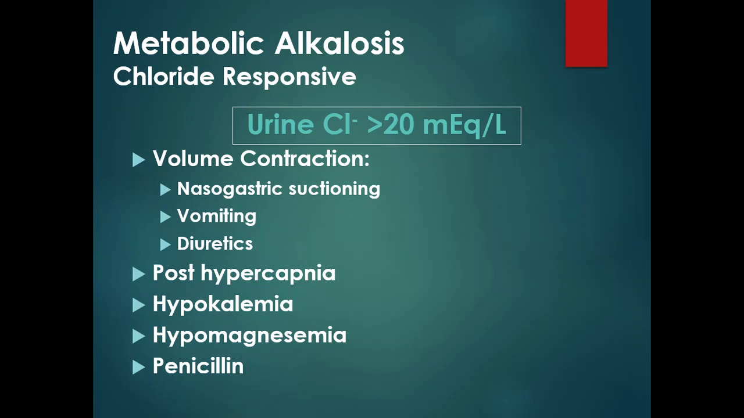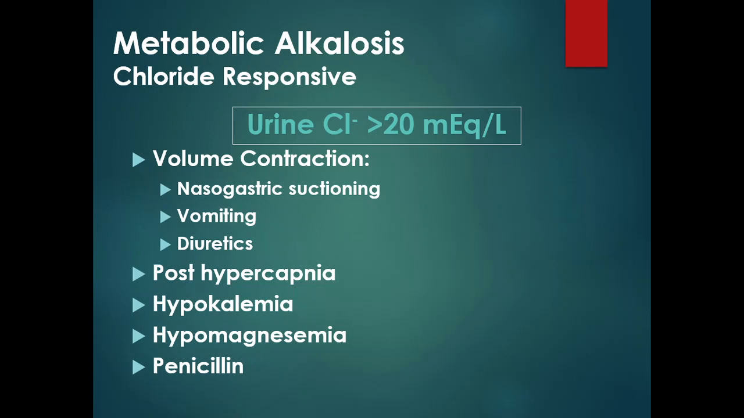We'll shift gears to patients with metabolic alkalosis. Metabolic alkalosis is high bicarbonate and high pH. They are divided into what's called chloride responsive, which means the urine chloride is more than 20 milliequivalents, and they respond to normal saline infusion.